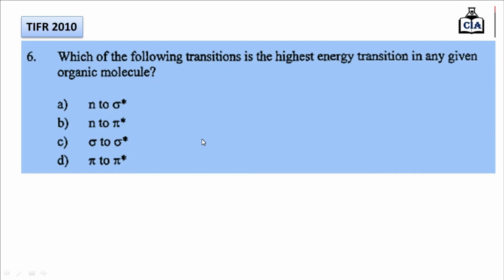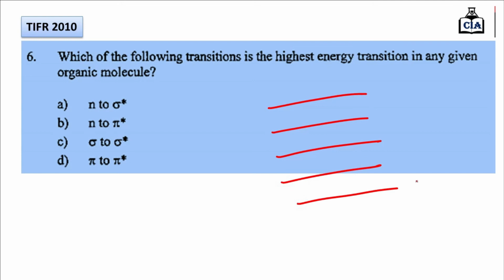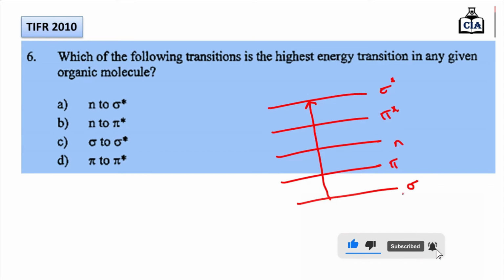Now next question from the TIFR 2010. In this question we have to find out the highest energy transition. If you look at the energy order for these electrons, it is sigma, pi, then non-bonding, pi star and sigma star. So the highest transition is between sigma and sigma star. So this sigma to sigma star transition has the highest transition energy.